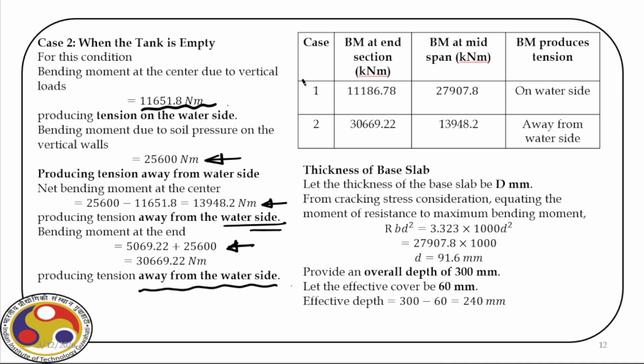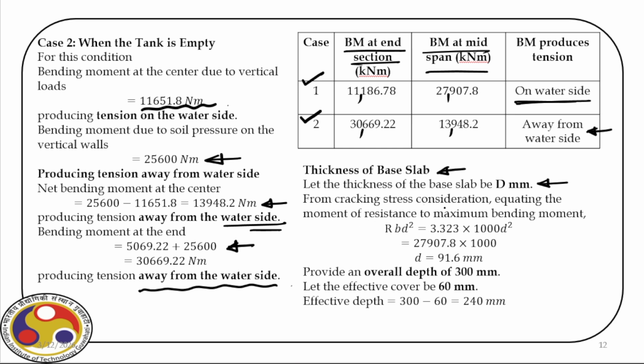So we prepare this table as we did in the previous case. So we have two different load cases and the bending moment at the section and midspan. So we have the values of the bending moment as you can see on your screen, and the tension side also identified. So first start with the thickness of the base slab, which is say capital D millimeter.